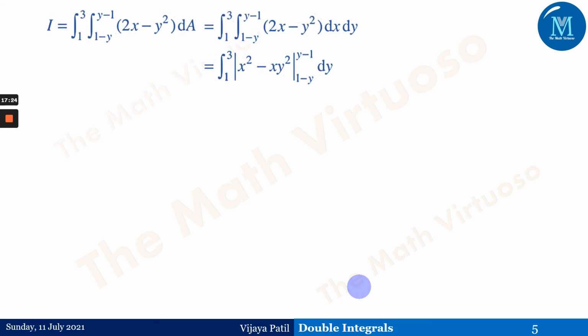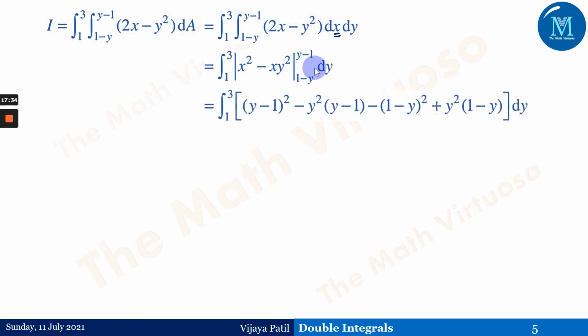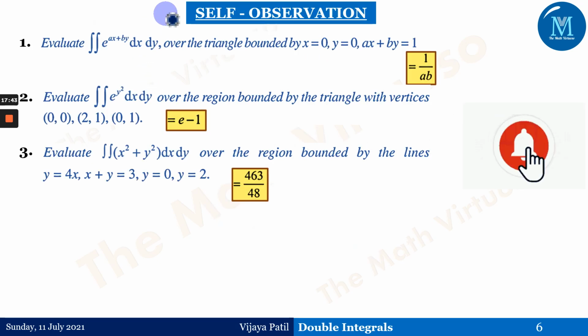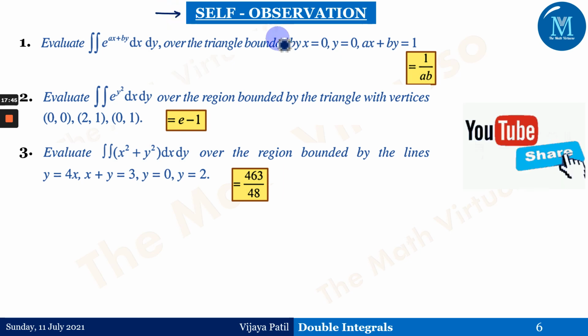Because we are integrating with respect to x, x square by 2 will go off, minus x y square, and the limits will move in. Then just by simplifying further you will be getting the answer. Because it's a very simple integral, I'm not going to put my time into this. That's all about the self-observation slide.